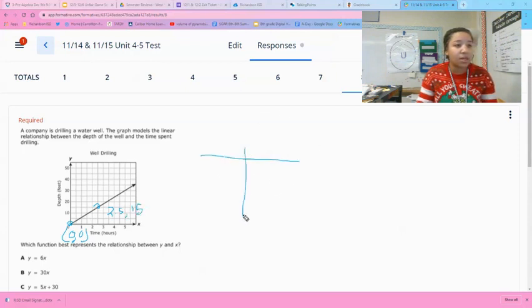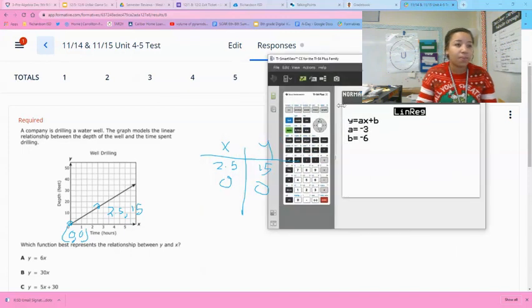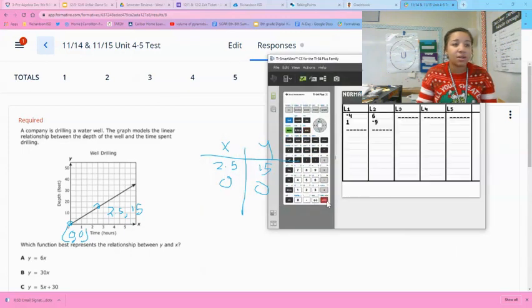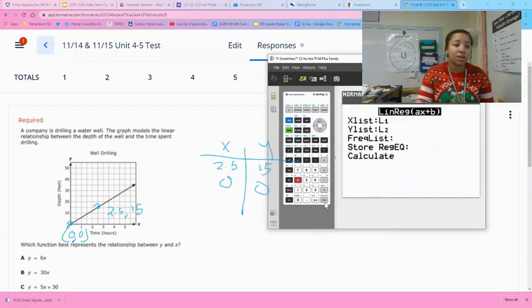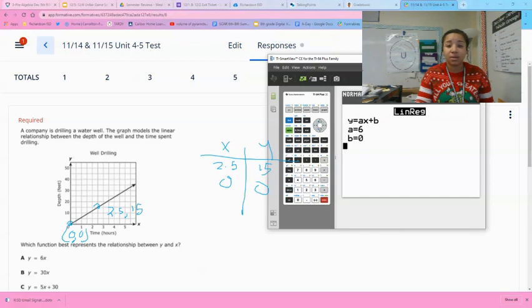Okay, so I write my teeny tiny table. I'm going to have 2.5, 15, 0, 0, and I can put that in stat edit. So I'm going to do stat, enter, 2.5, enter, 0, enter, go across. Then I'd have 15, enter, 0, enter. Then I do stat, calc, 4, enter, enter, enter, enter, enter. And then I see my equation would be y equals 6x.